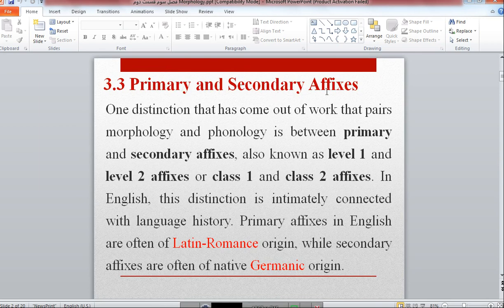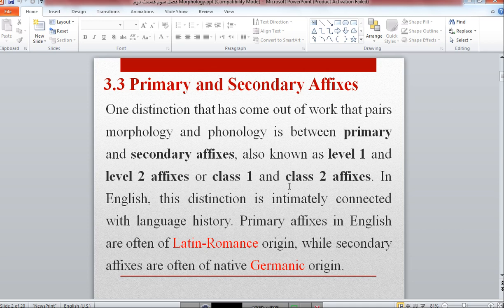The other part of this chapter which I want to talk about is primary and secondary affixes. What are primary affixes and what are secondary affixes? Over the years, our knowledge of morphological structure has been enhanced by work in phonology. We learn a lot by observing the phonological processes that take place or do not take place within particular sets of morphologically complex words. One distinction that has come out of work that pairs morphology and phonology is between primary and secondary affixes, also known as level 1 and level 2 affixes, or class 1 and class 2 affixes.